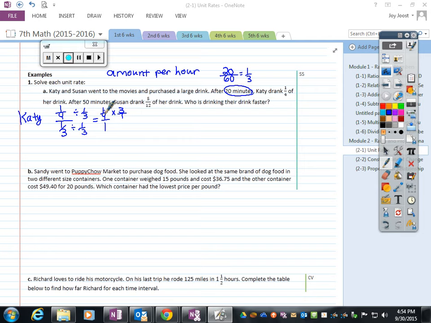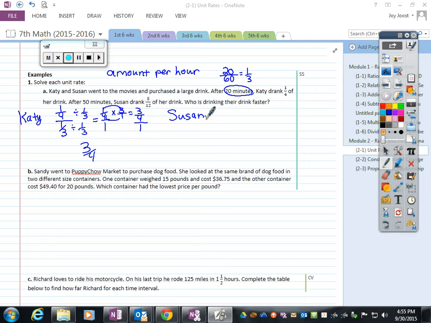And now we multiply fractions. Top times the top is 3. Bottom times the bottom is 4. And my denominator is 1. So Katie drank 3/4 of her drink in 20 minutes. Okay, I apologize. Katie drank 3/4 of her drink per hour. 3/4 per hour. Apologize for that, because we converted our minutes to hours. All right, now let's figure out what happened with Susan.